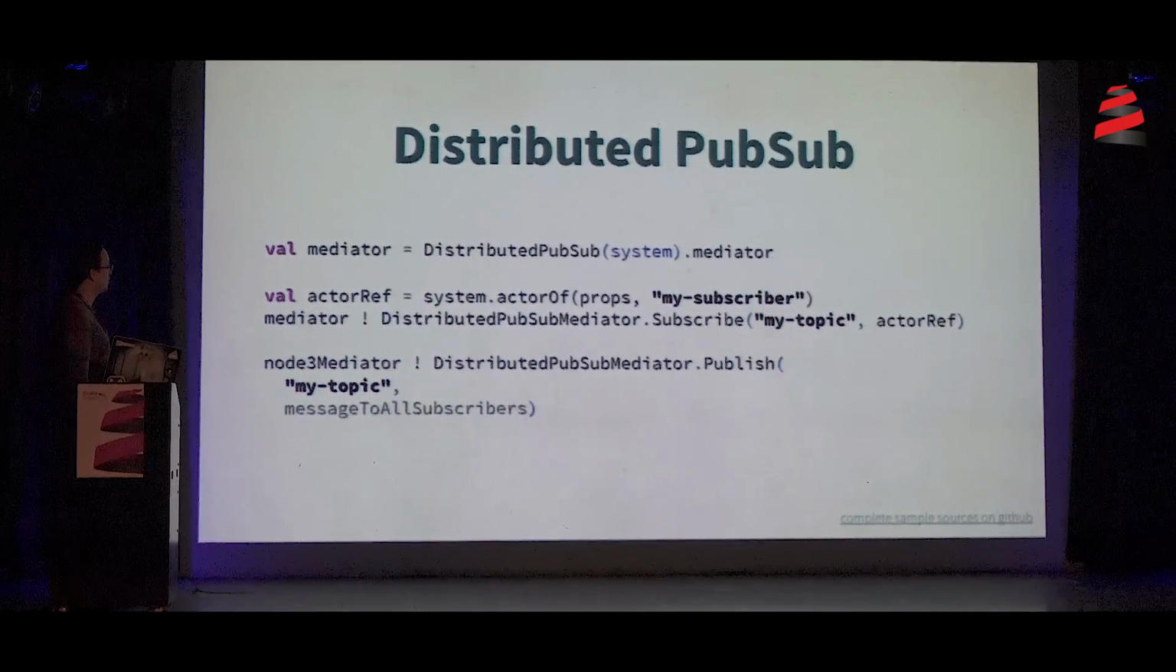Subscription part looks like that. This is in code. You get access to the mediator actor. You subscribe to a topic with a named topic. It isn't much more clever than that. There is no hierarchy of topics or anything like that. It's a flat structure. And then you publish stuff also through the mediator to that topic, and the message will end up on all nodes.